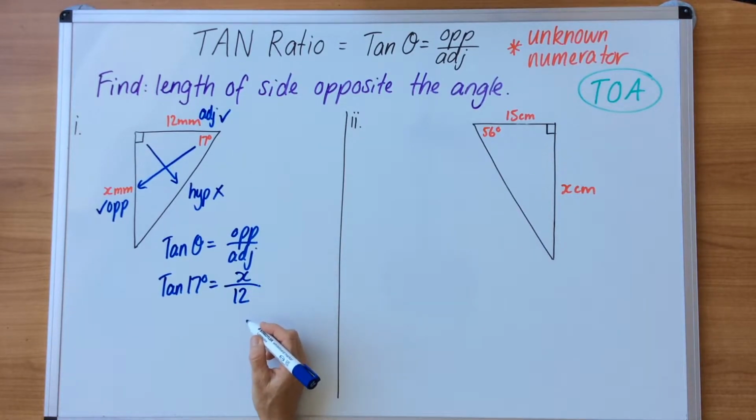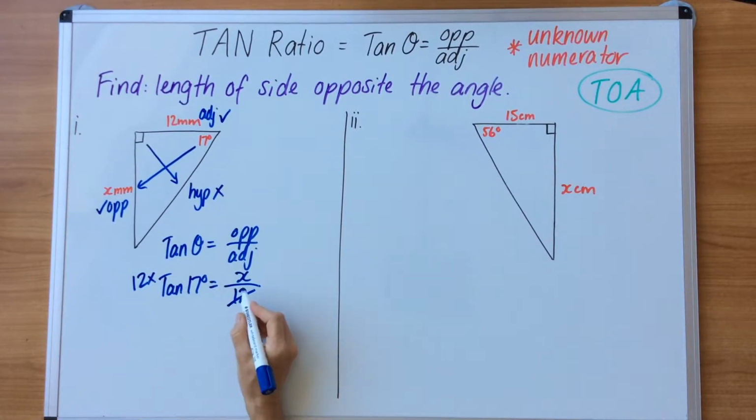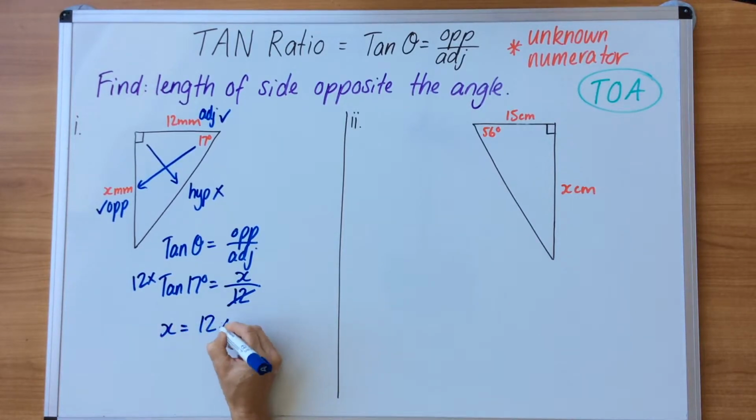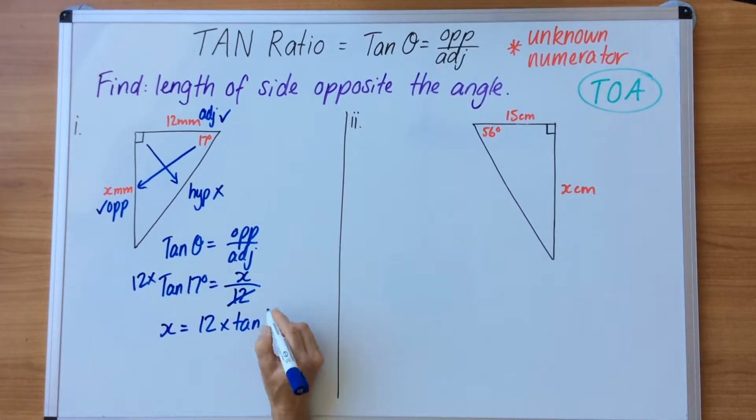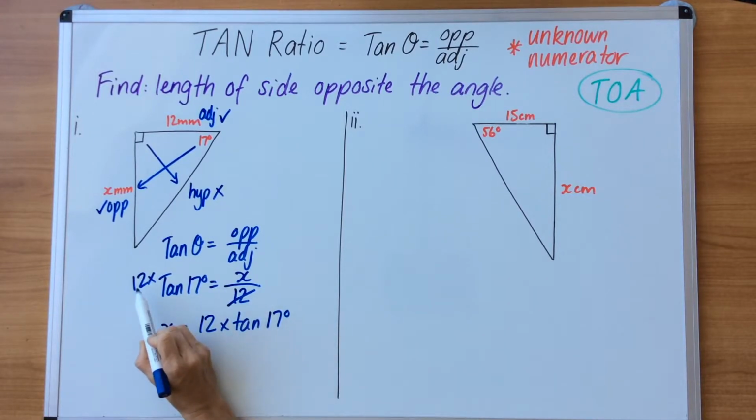Now we need to multiply by the denominator and rewrite. So I'm going to cross out this denominator, give it to the tan, and rewrite this, flipping it back to front. So now it's going to look like X equals 12 times tan 17 degrees. All I've done here, and I'll go through it again, is crossed out the denominator, given it to the tan, and basically flipped things around.